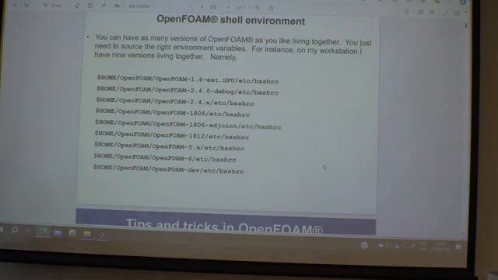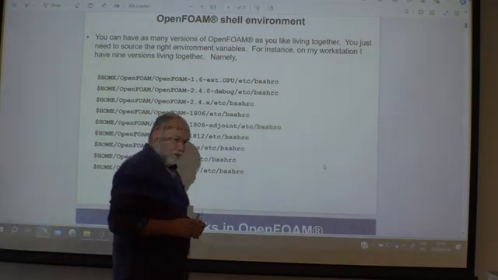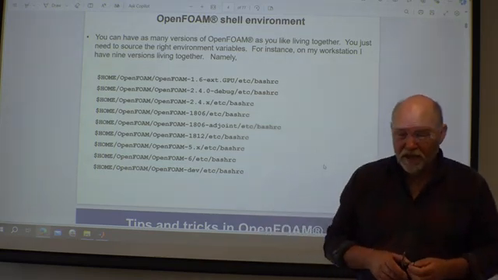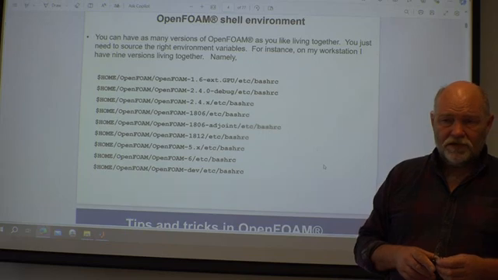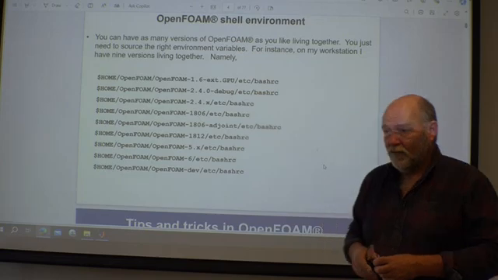You may actually have several versions of OpenFOAM installed on your computer. That's actually an option. So sadly, they update OpenFOAM, well, maybe not so sad, at least once a year. So that's actually nice. OpenFOAM is rapidly developing.